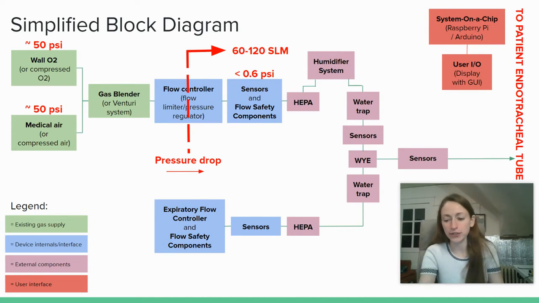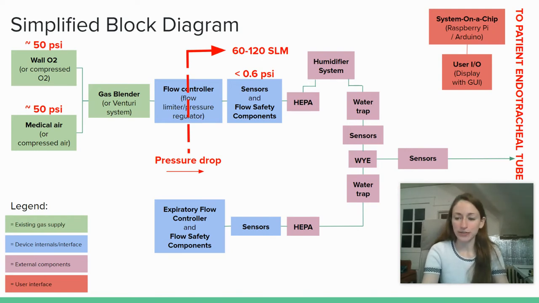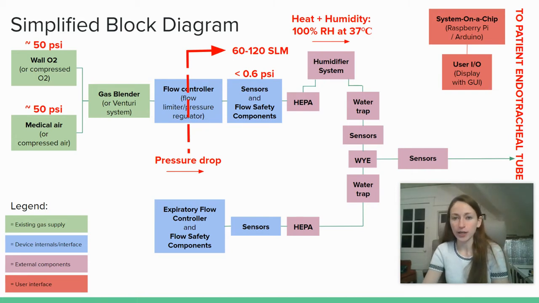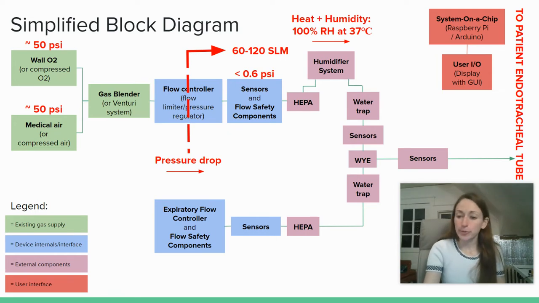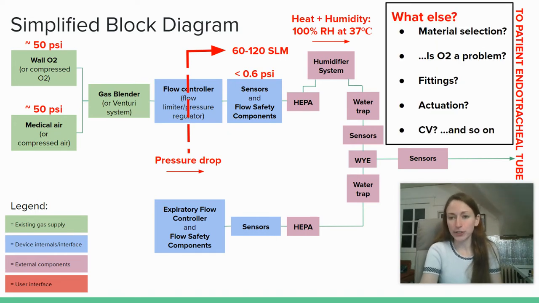We have a few other considerations. I won't be able to list everything within the span of this quick video, but the humidification system boosts up your heat and humidity. I think this is more applicable to those who are sourcing sensors, but it's worth noting that you're going to be operating at 100% relative humidity at 37 degrees Celsius, provided by your humidification system. And there are a bunch of other considerations as well.